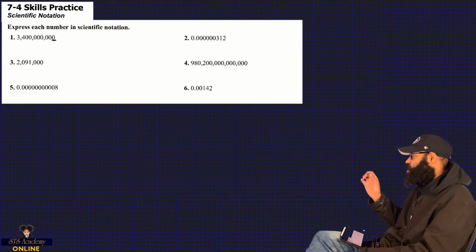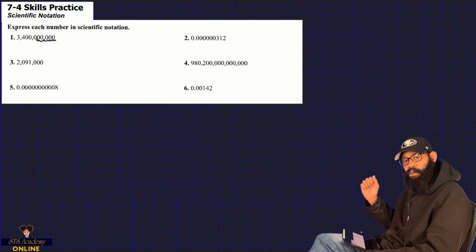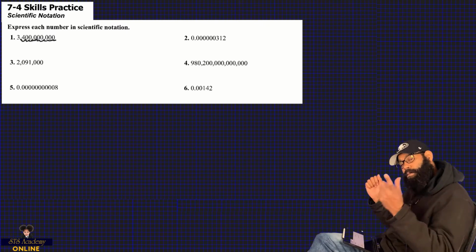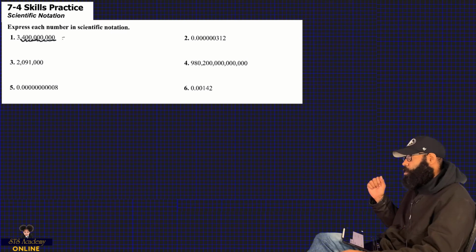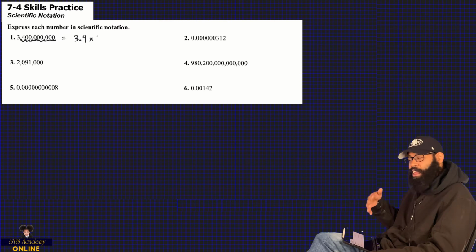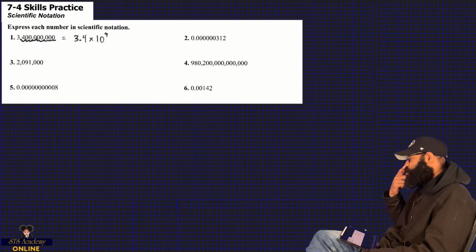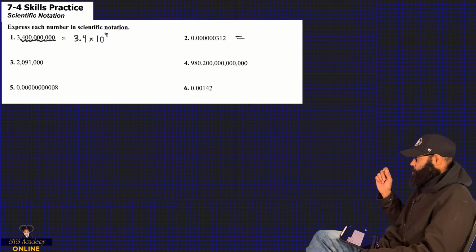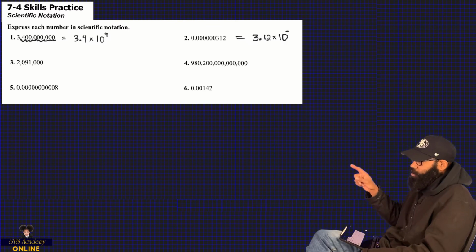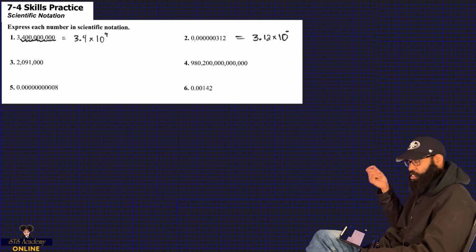But again, scientific notation, guys, is representing a number that's really, really big, compact, or a number that's really, really small, compact. So we're going to be using exponents. We're in the exponent chapter. Always remember that the decimal has to be after the first digit. So here, I go from 3,400,000,000 to writing it as 3.4 times 10 to the 9. I went 9 decimal places, guys. That's why it's to the 9th power.